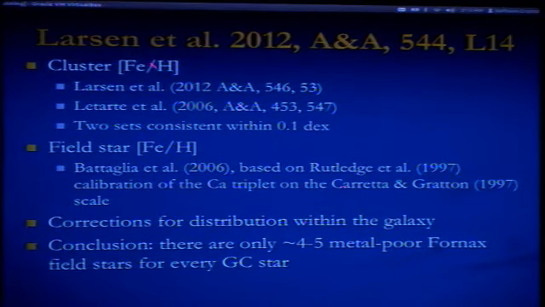Okay? So there's a paper by Larsen that discussed all these things. He takes cluster metallicity from a given set of abundances and field star metallicity from another one. They made a comparison, and they conclude that there are only 4 or 5 metal poor Fornax field stars for every globular cluster star, which means that the ratio between the two populations is 4 or 5, something of this order, and not the ratio of 10, 15 that we expected.